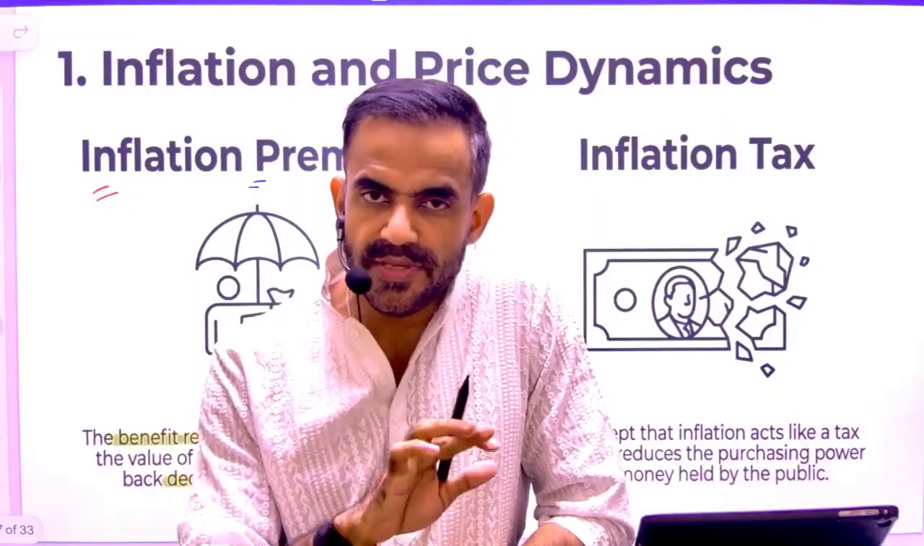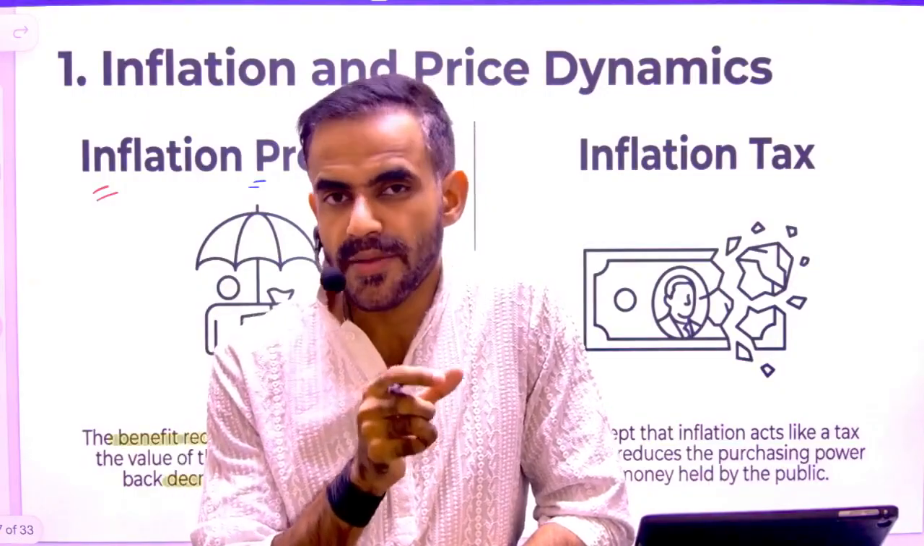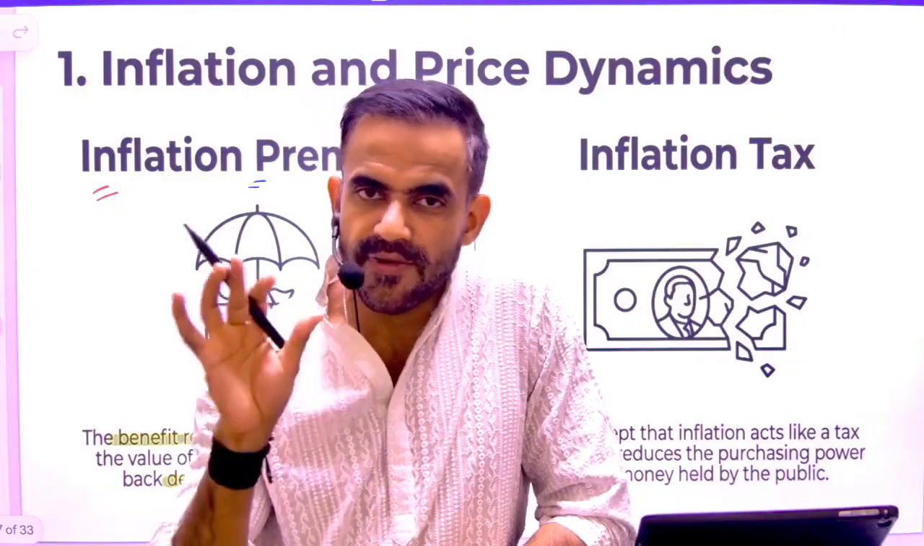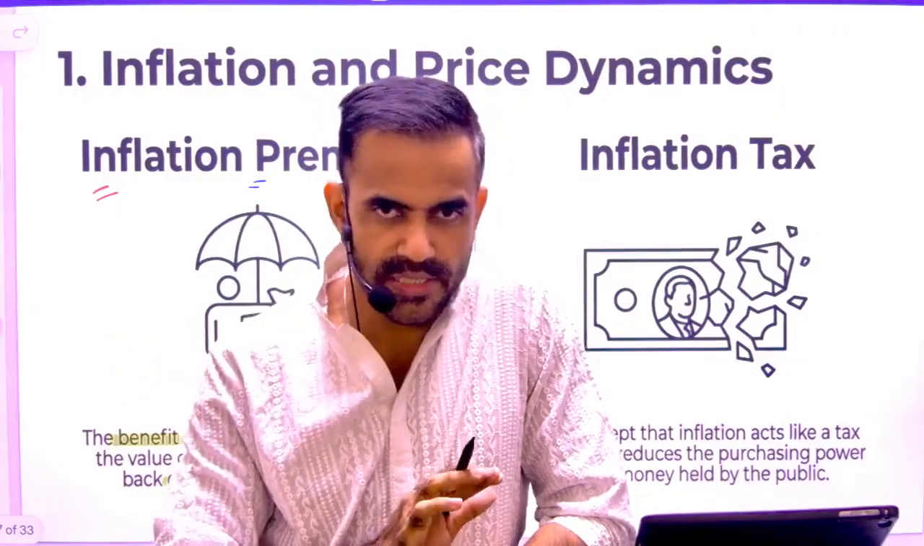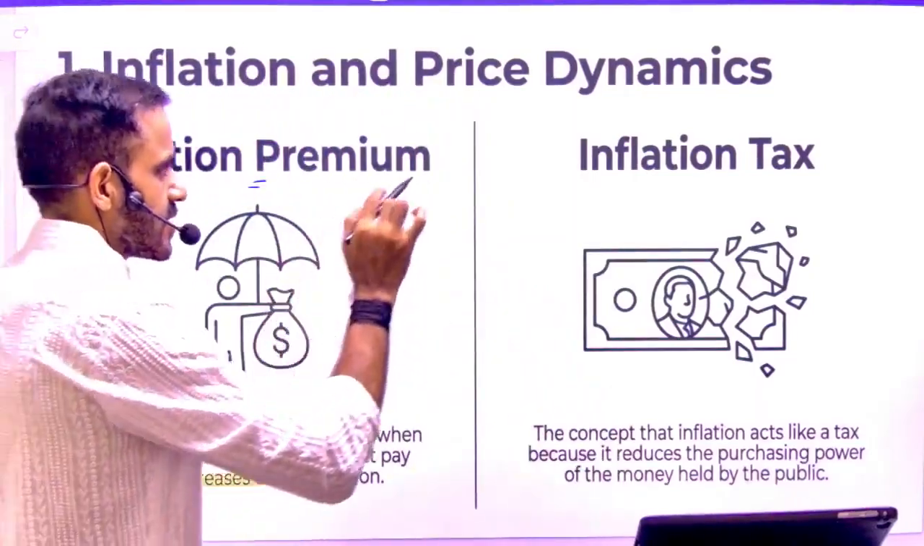interest. That simply means principal plus interest was returned, but this principal will not have the same capability. Now this 100 rupees will not be able to purchase 5 kg. Instead, it will be able to buy only 4 kg. That is the inflation premium. Second thing is inflation tax.